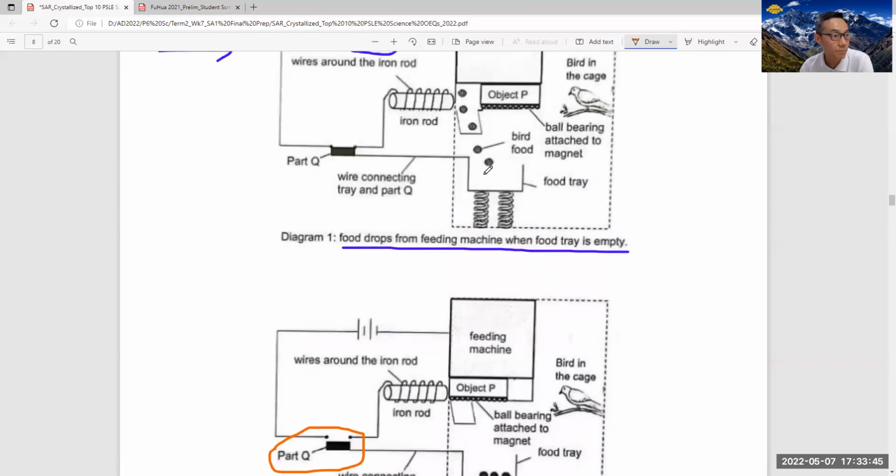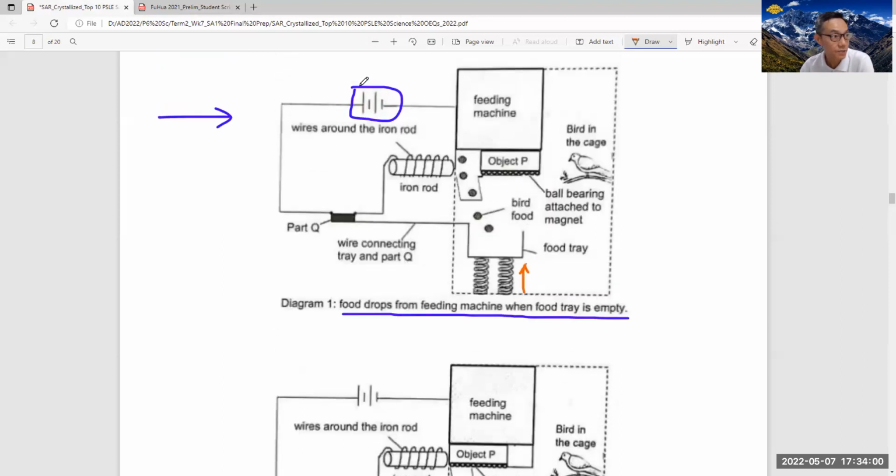You see, when it is empty, the spring actually springs up, because there's no weight pressing it down. When it springs up, this part Q, the wire connecting the tray, is connected here. So it forms a closed circuit so that the electricity from the battery can go through part Q and then continue through the iron rod, turning it into an electromagnet. When this iron rod becomes an electromagnet, it will cause object P to move there.